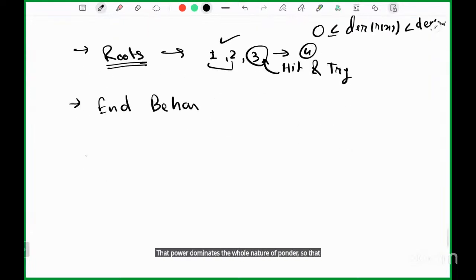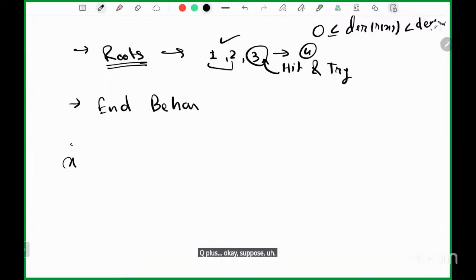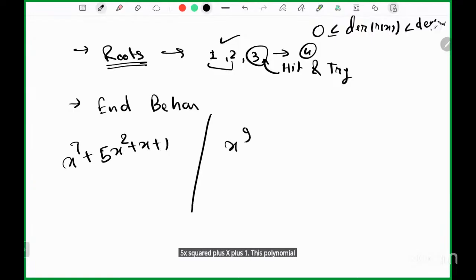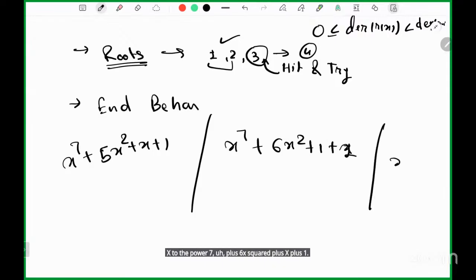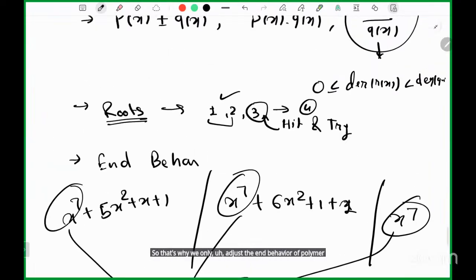If you have 3 polynomials, suppose x to the power 7 plus 5x square plus x plus 1, or x to the power 7 plus 6x square plus x plus 1, or only x to the power 7, then at the end, these 3 polynomials will behave nearly equivalently when we go toward the largest values. As x goes to infinity, all these 3 polynomials p of x will go to infinity. That's why we judge the end behavior of a polynomial based on its degree, whether it's even or odd.